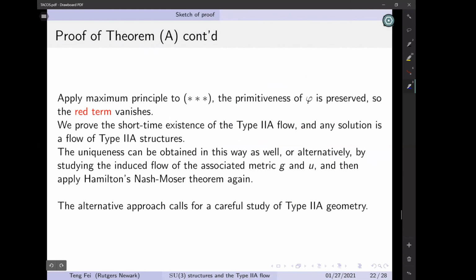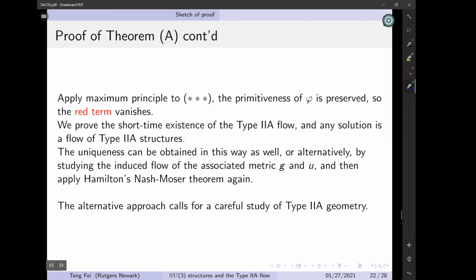Okay, so let me summarize a little bit. We proved the short time existence of the type IIA flow by a combination of Hamilton's Nash-Moser theorem with the Dieterk streak, plus an extra regularization procedure. So you can see this is really far more complicated than the Ricci flow case. So the uniqueness can also be obtained in this way as well.